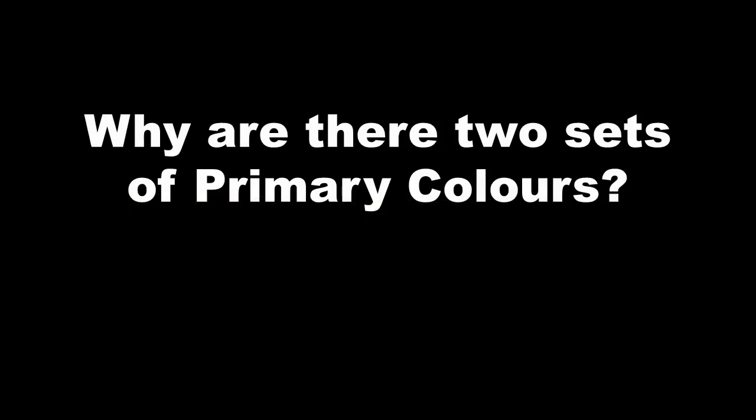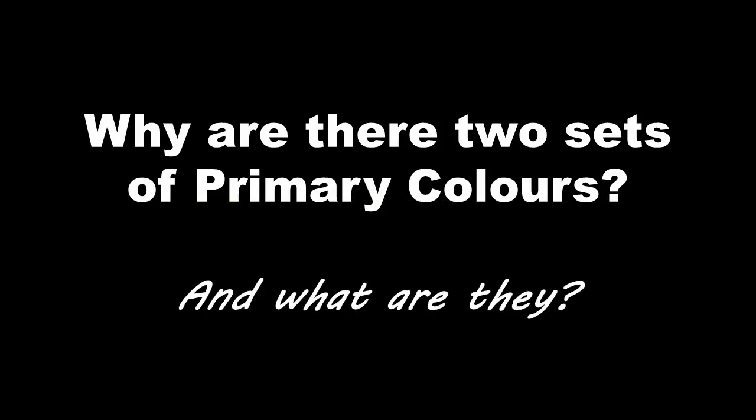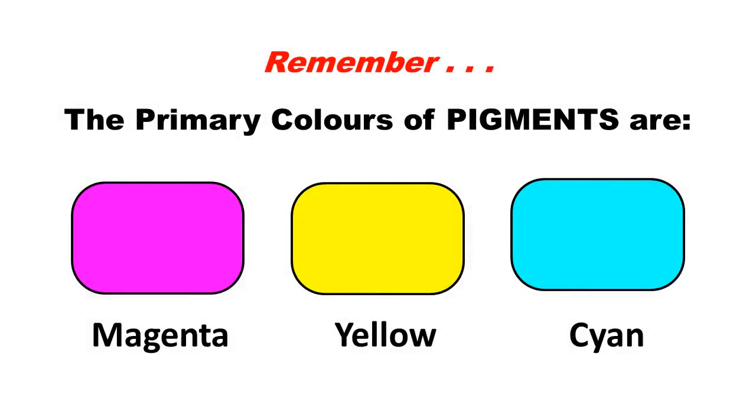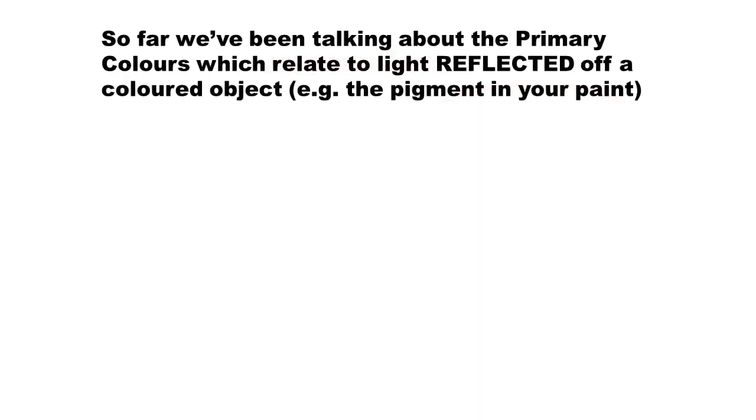In this video, we're going to look at why there are two sets of primary colours, and what the primary colours of this second set are. Remember, the primary colours of pigments are magenta, yellow and cyan. But don't forget, this applies to pigments. Let me explain why that distinction is so important. So far, we've been talking about primary colours which relate to light reflected off a coloured object, for example, the pigment in your paint.